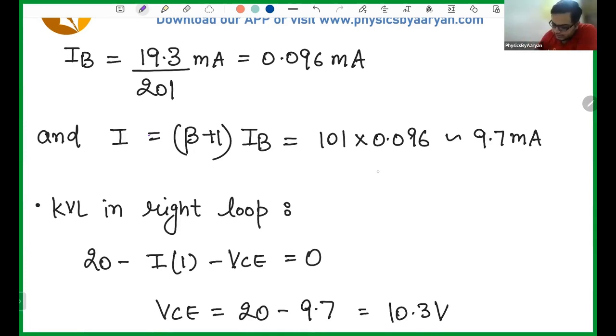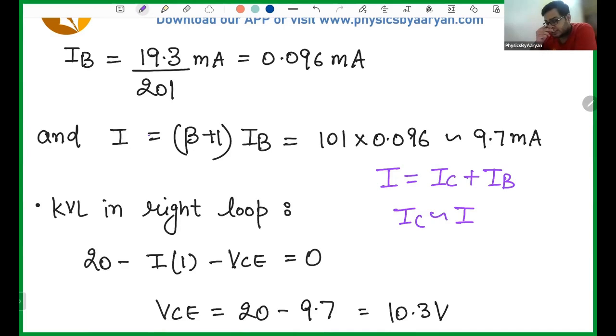Now you can easily see that your I is nothing but IC plus IB. IB is very small, so your IC and I are almost the same. Whatever is your IC, that is the same value for your I. That is why, having found I, you have also found IC. In the operating point, you have to find two things, IC and VCE. IC you have already found, which is 9.7 milliampere.